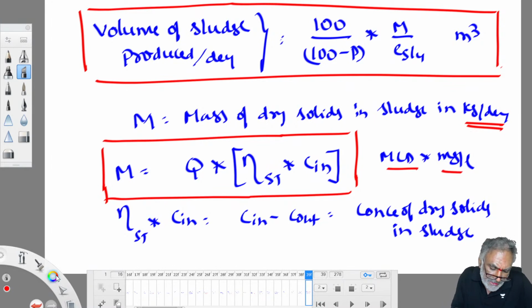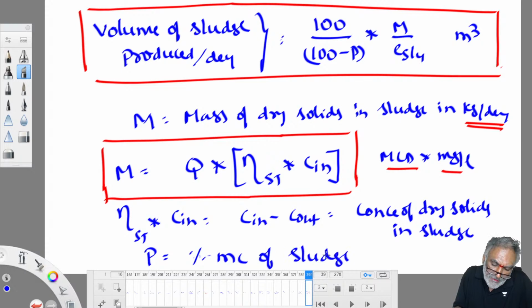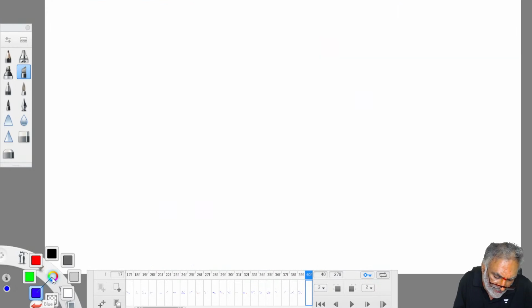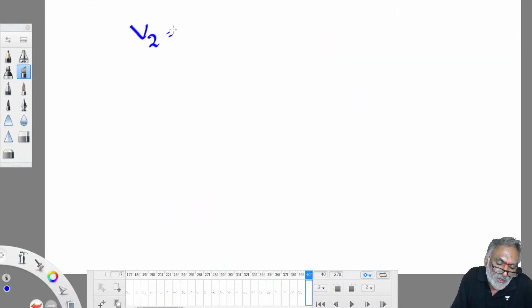Where P is equal to percentage moisture content of the sludge. How much moisture is there in the sludge? Moisture content of sludge is given in percentage. That's all. This single formula is the basis of the questions asked. If you simplify, you can find volume of sludge before treatment and after treatment. After treatment, volume decreases. It is V2 equals (100 minus P1) by (100 minus P2) into V1.